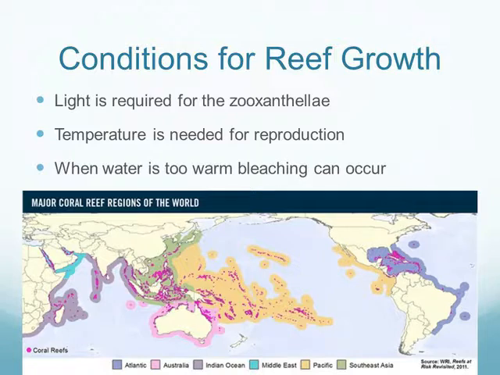Okay, so conditions for reef growth. You need two main conditions in order for corals to grow. The main one is you need light, because you need to be able to power the zooxanthellae, in a sense. And you also need to have the right temperature. The temperature is needed for reproduction. Remember I told you that corals only reproduce once a year, and they reproduce in August or September when the temperature is the warmest.